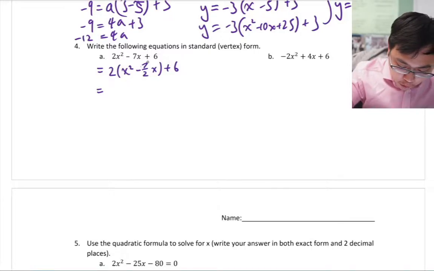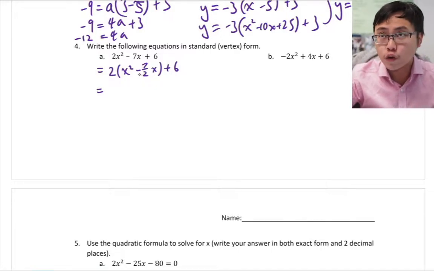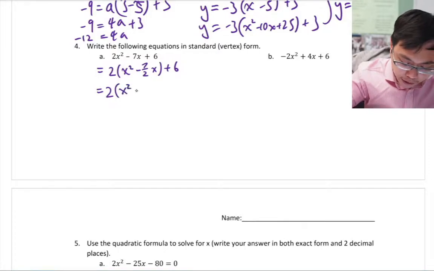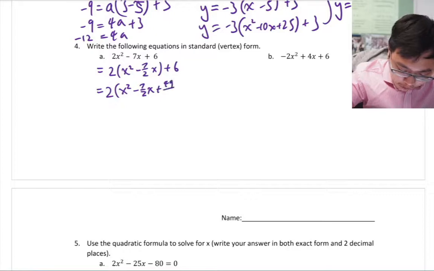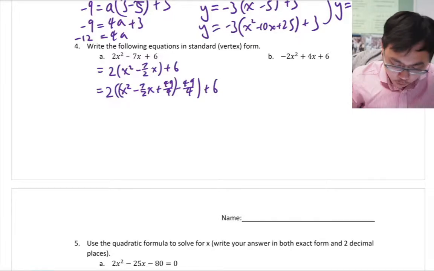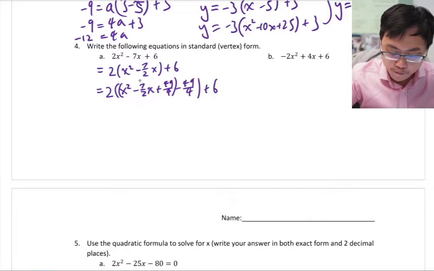So to complete the square, we need to take half of this value, that's negative 7 over 2, and we want to square it. That becomes 49 over 4. So that's what we need to add inside that bracket. So x squared minus 7 over 2x, and we need to add 49 over 4, and then we subtract 49 over 4, close the bracket, and then we have plus 6, and then I'm going to add a second bracket over the first 3 terms because this forms our perfect square now.